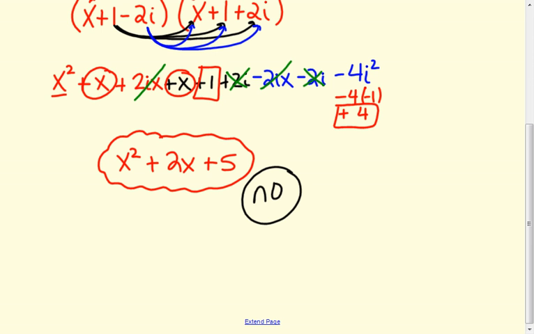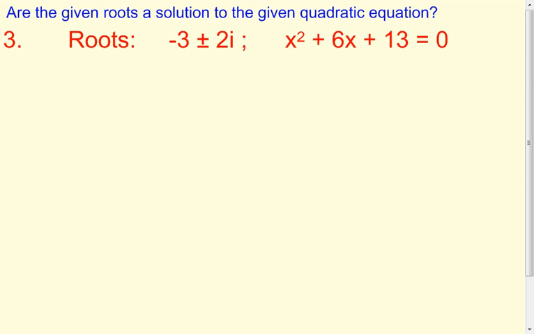All right, we're going to do a couple of similar ones here. I'm going to actually skip number 2. If you want to try it on your own, we can talk about it in class, but I'm going to skip number 2 and go to number 3. Again, very similarly, I have one root that's -3 plus 2i, and another one that's -3 minus 2i. This one's very similar. I am going to add 3 and subtract 2i to get this equal to 0.